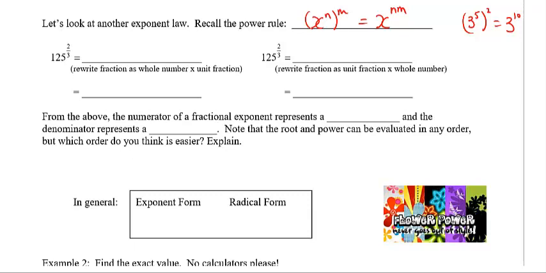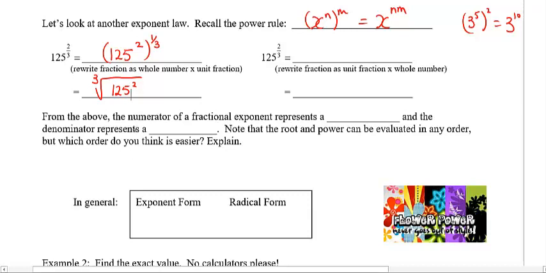Let's look at 125 to the power of 2/3. I said rewrite the fraction as a whole number multiplied by a unit fraction. So what I mean by that is write this as a whole number, so the whole number will be 2, multiplied by a unit fraction, which is a numerator of 1, so that will be 1/3. Okay? Now knowing this, remember the cube root is the 1/3, so it's the same thing as 125 squared.